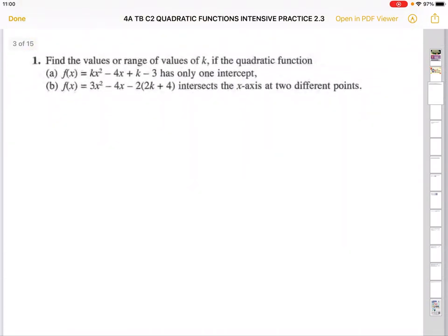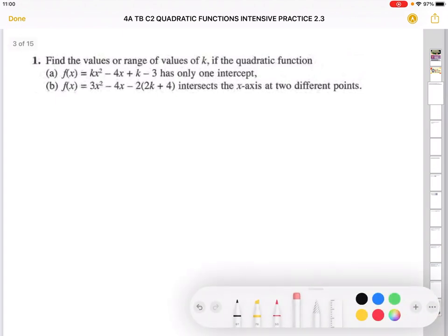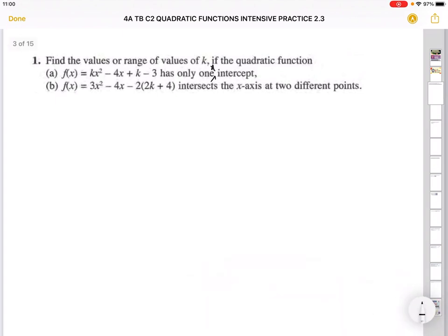Now, the first question, we are finding the range of values of k given that the quadratic function has only one intercept. To be exact, it's supposed to be one x-intercept, because your quadratic function will always intersect the y-axis, no matter how you draw it, but it can have either one x-intercept, two x-intercepts, or no x-intercept, something like this, right?